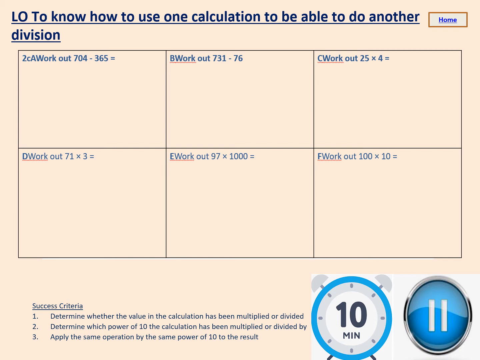Hello Year 10. Lesson objective today is to know how to use one calculation to be able to do another: division, not multiplication, division this time. So start our activities actually on the PowerPoint now. You have 10 minutes to have a go at these questions, please. Please write out the question and then write out the answer underneath. Pause the video while you do that.